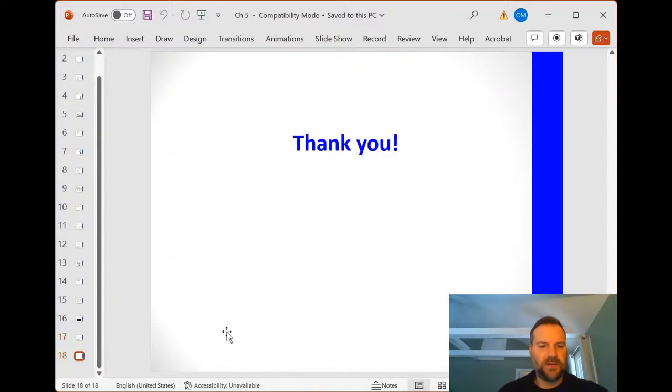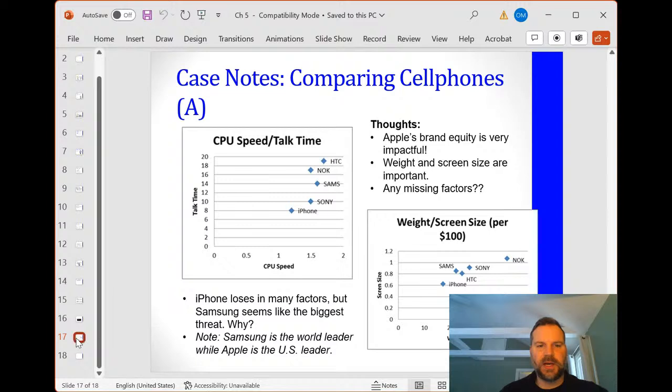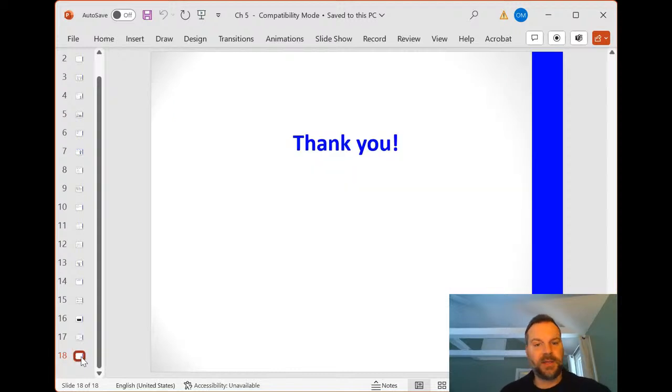Okay. So by the way, don't worry about slide 17. I just realized this is from a prior semester and I hadn't erased it. So I apologize for that. But this is not the case you're doing. As a reminder, you're doing the Honda Element case.